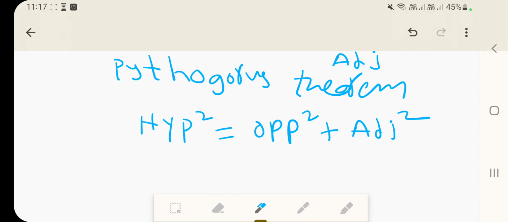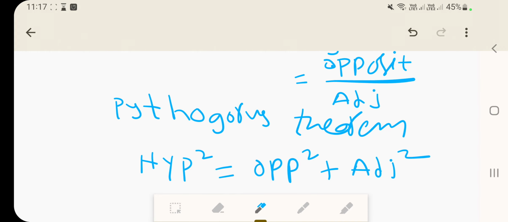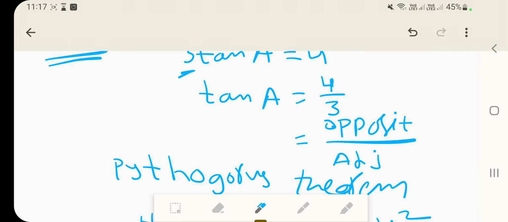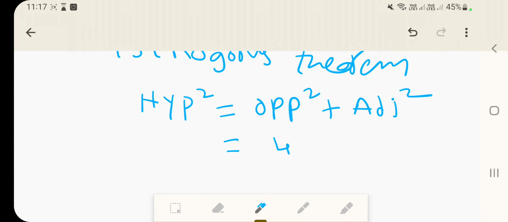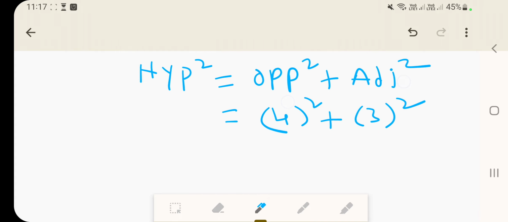So we get the hypotenuse here because it is given tan A. One is the opposite side length, another is the adjacent length. So we write 4 square plus 3 square. 4 square we know is 16. 3 square is 9. So we get 25.